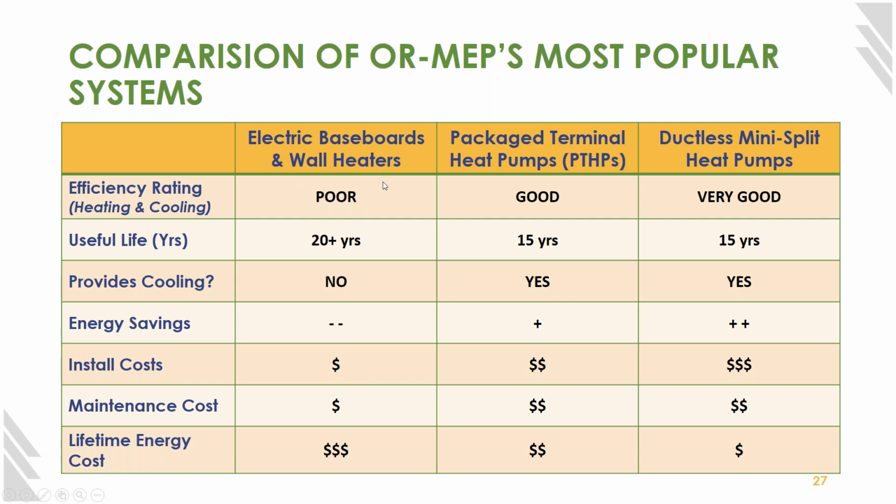So in terms of the efficiency rating, electric resistance is extremely inefficient, right? It's poor. It's not good at all. Packaged terminal heat pumps, they're pretty good. And then ductless mini split heat pumps, very good. That's sort of the best efficiency you can get in a heating and cooling system.